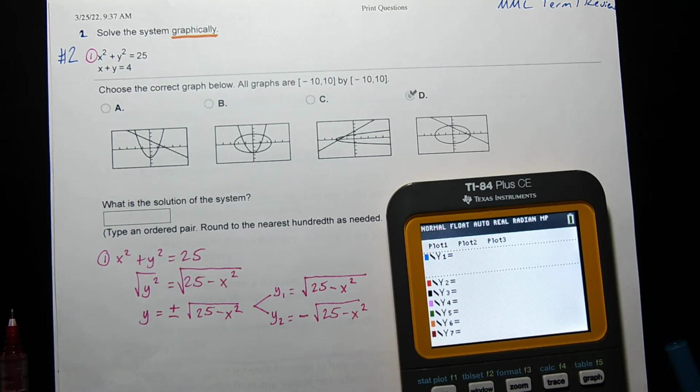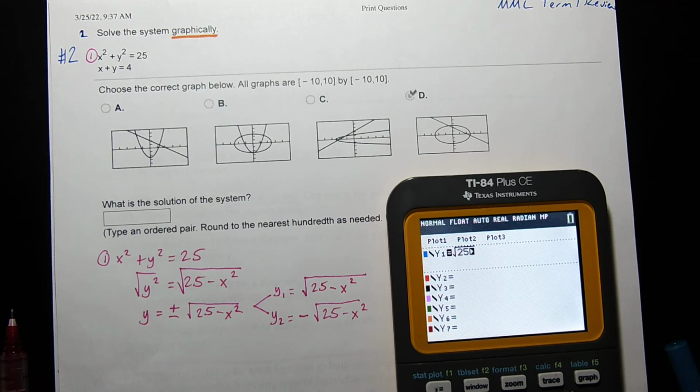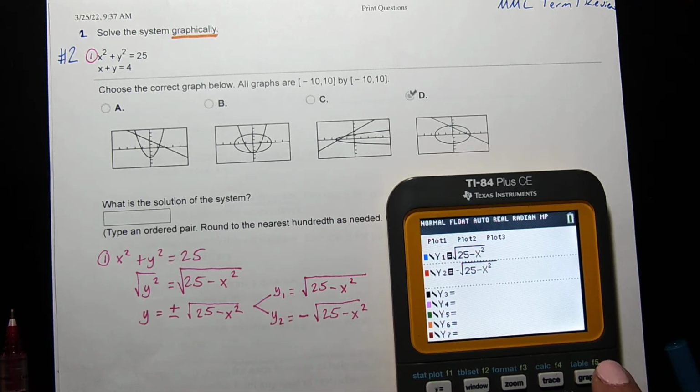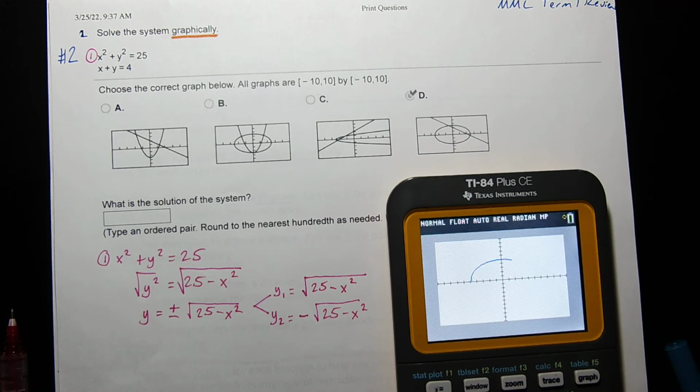So I'm going to go to my y equals and type both of those in. So square root of 25 minus x squared, and then negative square root of 25 minus x squared. So when I graph both of those, there's the top part of my circle, there's the bottom part of my circle. If you don't include the plus or minus, you're going to lose half of your graph and one of the intersection points. But that's not our system, that's just the first equation.